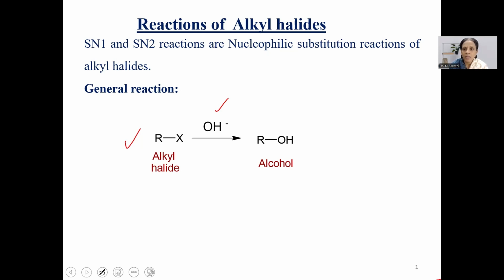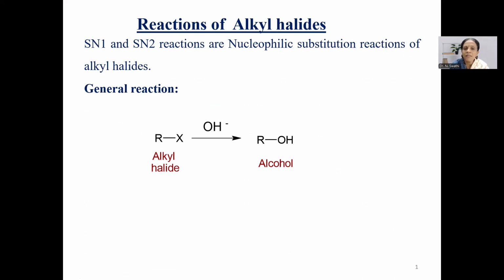Now what happens here? It is a substitution reaction, meaning one nucleophile takes the position of another nucleophile. Here the hydroxide ion, being nucleophilic in nature, takes the position of the halide ion. Thus OH minus replaces X minus in the alkyl halide structure, so that finally we get alcohols as the products.